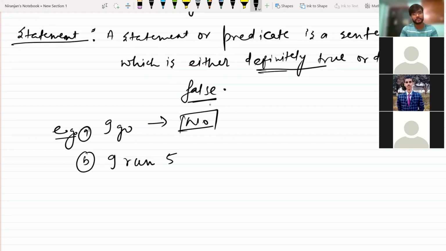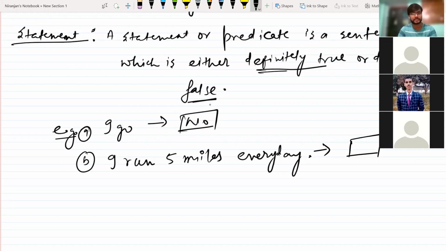"I ran 5 miles every day." This is a statement, guys. Yes, it is. Why? Because I can definitely say either it's true or it's definitely false. So if I run 5 miles every day, then it is definitely true. If I don't run 5 miles every day, that means it is definitely false. So I can say this is a statement.